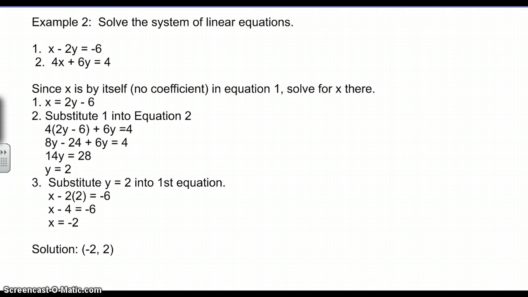Once you get y equals 2, you have to substitute that back into the first equation. In this case, it's not always the first equation, but it's the equation that you did not use in step 2. So here, x minus 2 times 2 equals negative 6, or x minus 4 equals negative 6, or x equals negative 2. So your solution here is (negative 2, 2), and again, you should take that point and plug it back into both equations to make sure that it works.